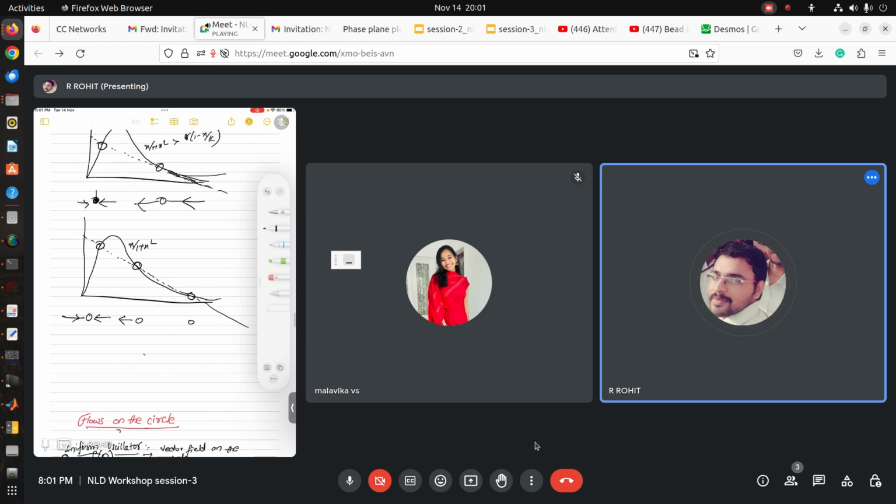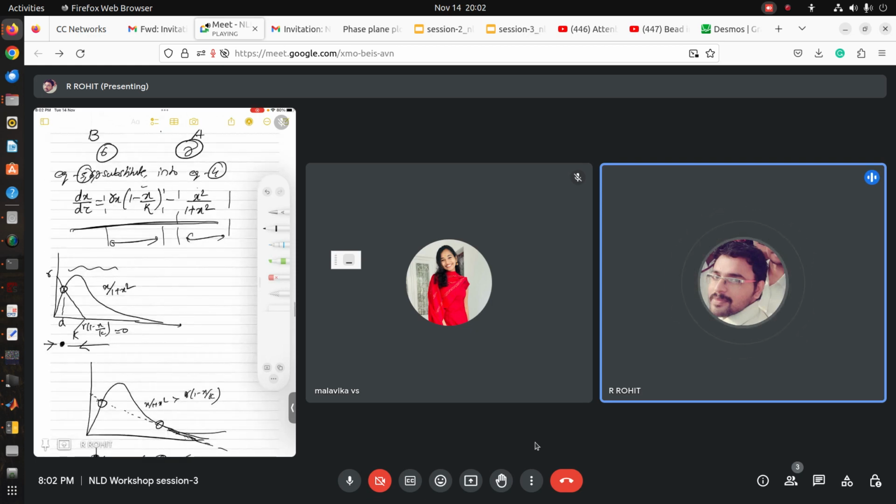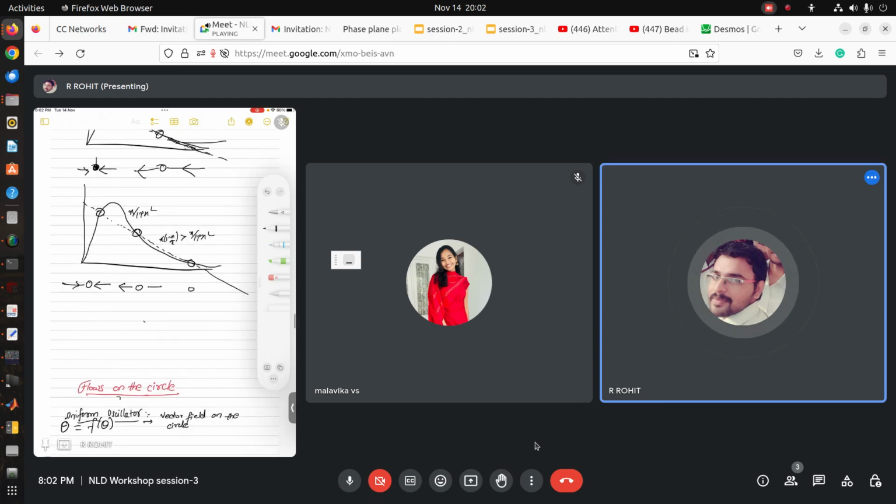And here r into x into 1 minus x by k is greater than x by 1 plus x square, so in net result its value will be positive, so it should go to the right. Similarly here, r into 1 minus x is going towards the fixed point, and here x by 1 plus x square is greater, so it is negative, so it should come in this way. So here you can observe a stable and here a stable fixed point.